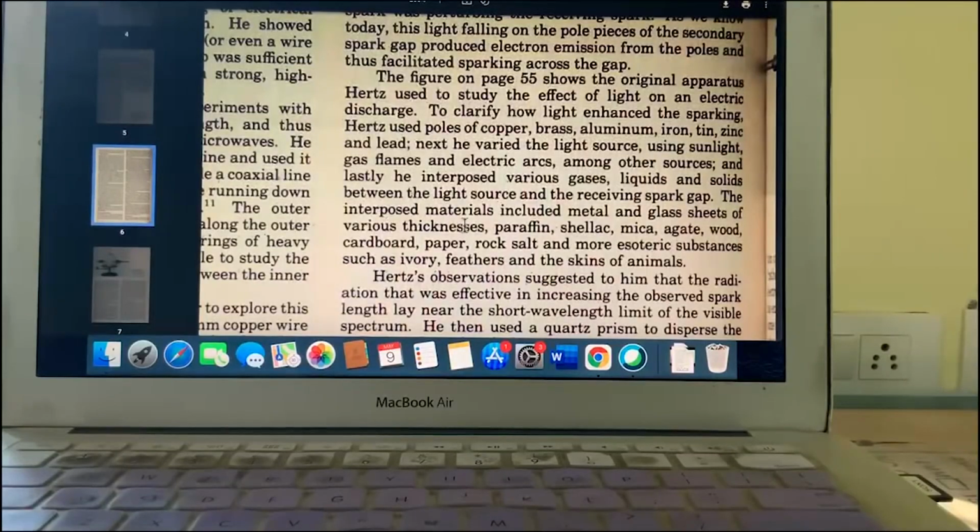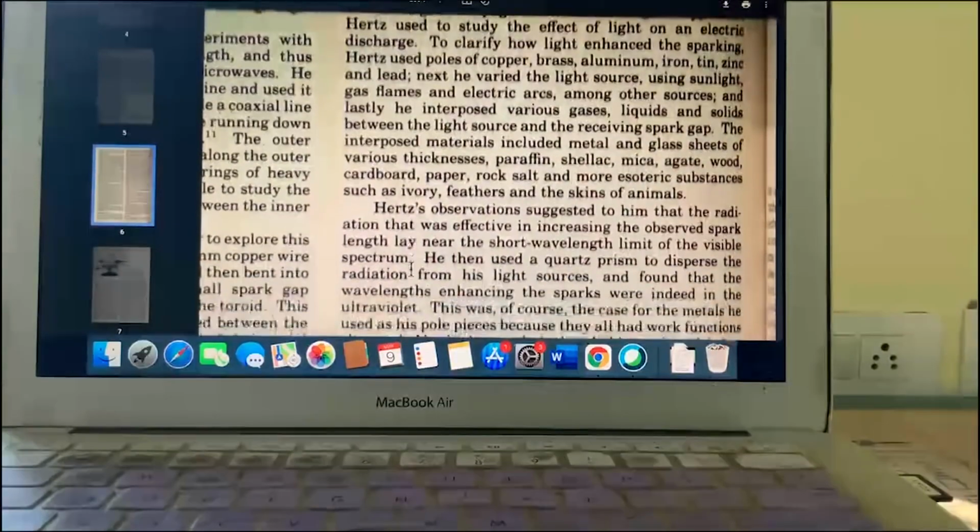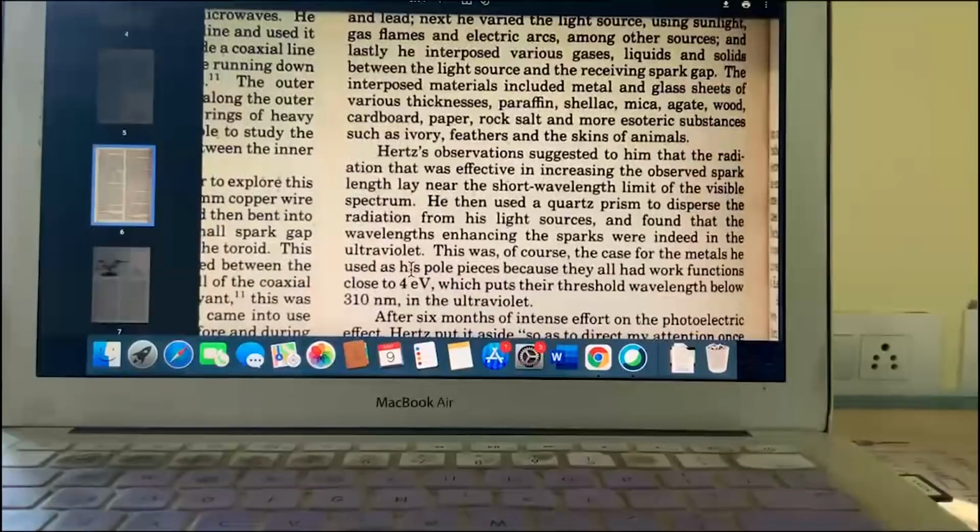The interposed materials included metal and glass sheets of various thicknesses, paraffin, shellac, mica, agate, wood, cardboard, paper, oxide and more esoteric substances such as ivory, feathers and skins of animals and so on. And finally he finds that the radiation that is most effective in increasing the observed spark length lay near the short wavelength limit of the visible spectrum.